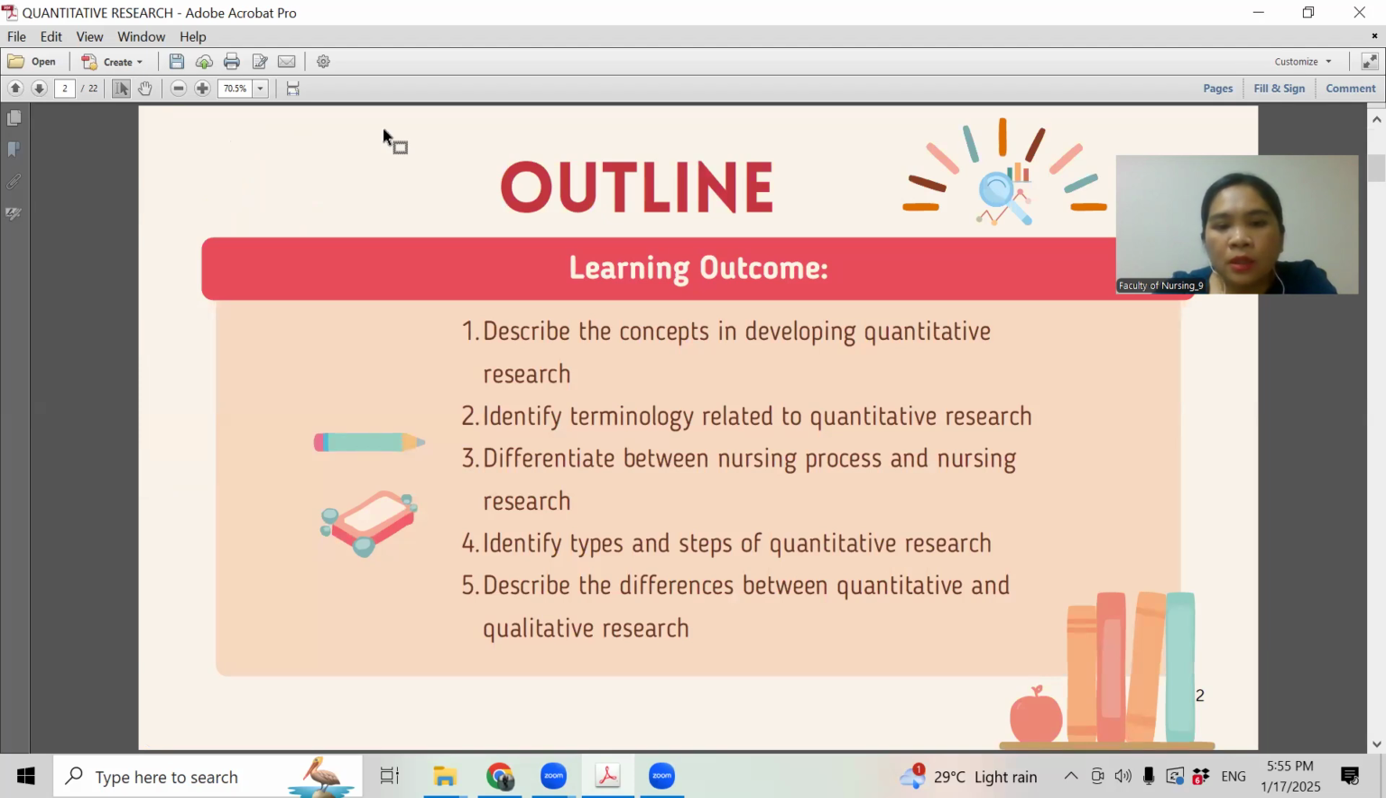So this is our outline of learning outcomes for today. We will be able to describe the concept of developing quantitative research. The second one, we will identify the terminology related to quantitative research. Number three, we will be able to differentiate between nursing process and nursing research. Number four, identify types and steps for quantitative research. And the last one, we will describe the differences between quantitative and qualitative research.